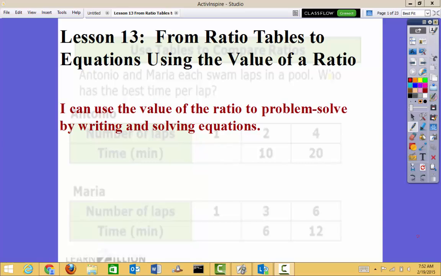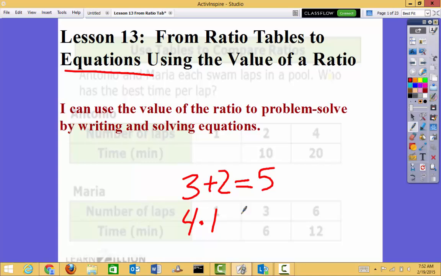So today's lesson is lesson 13, and we're moving from ratio tables to equations, and we're going to use the value of that ratio when we're making those equations. So remember, an equation is anything where we have a left side and a right side, and there's an equal sign in between. So this would be an equation, 3 plus 2 equals 5. This would be an equation, 4 times 1 equals 4. So that's what we're going to be working on, connecting a ratio table to equations.